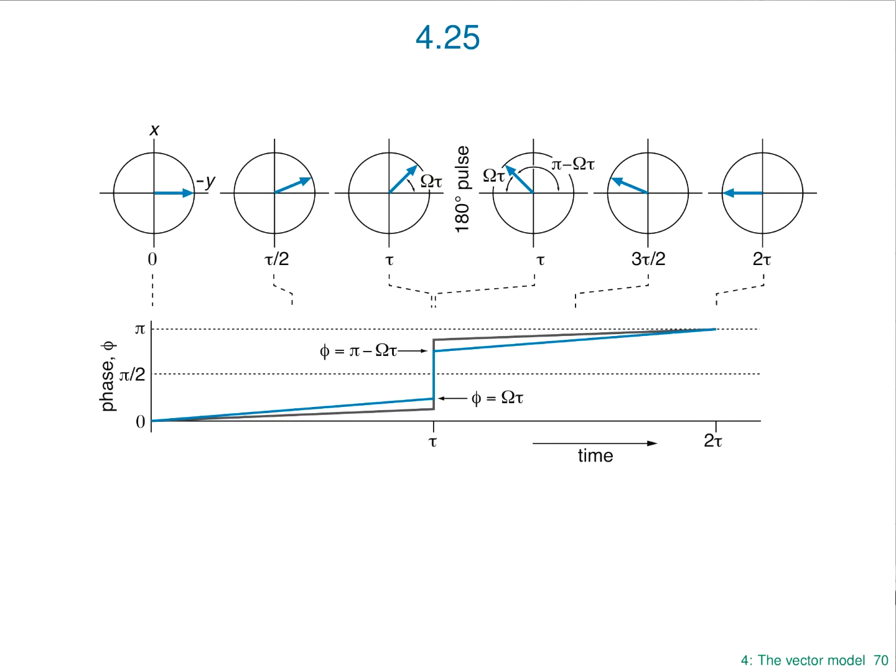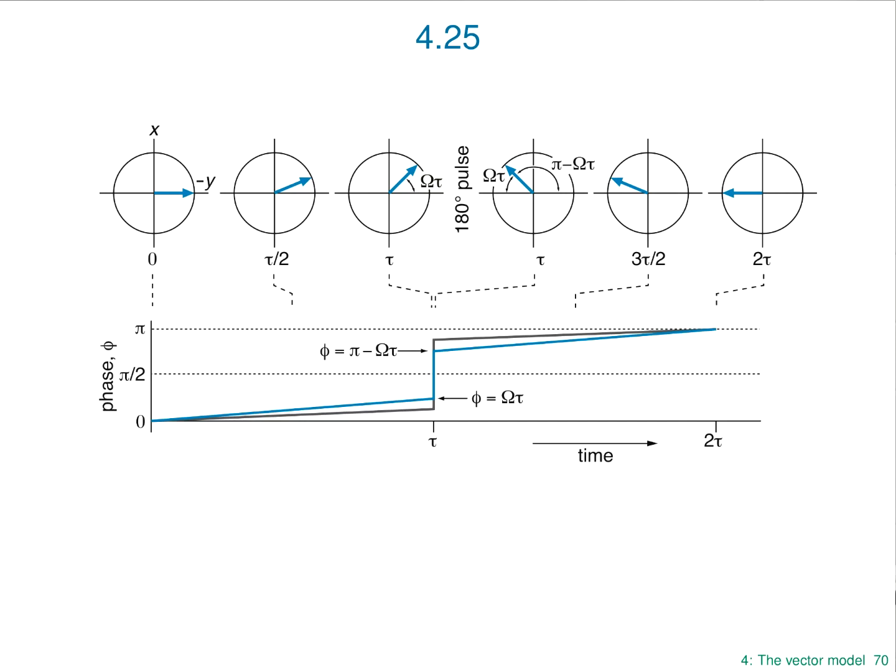Then you do the 180 degree pulse, and remember the 180 degree pulse takes the vector to a mirror image position with respect to the XZ plane. And that's exactly what you see there. The XZ plane is vertical in the diagram, and the vector's flopped over onto the other side. And of course the angle measured in the same sense is now pi minus omega tau.